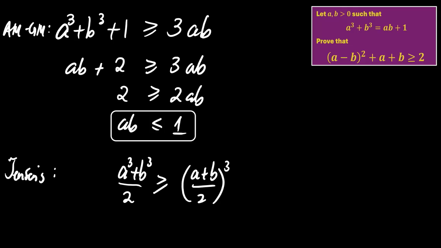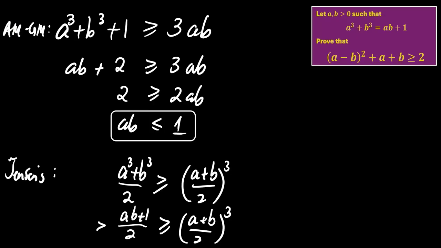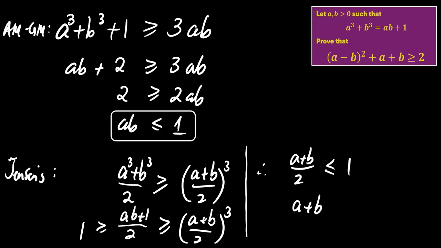Since a cubed plus b cubed equals ab plus 1, this is (ab plus 1) over 2 greater than or equal to ((a plus b) over 2) to the power 3. Since ab is less than or equal to 1, (ab plus 1) over 2 is less than or equal to 1. So this means that (a plus b) over 2 is less than or equal to 1. Equivalently, a plus b is less than or equal to 2. So this is the second inequality we obtain, using Jensen inequality.